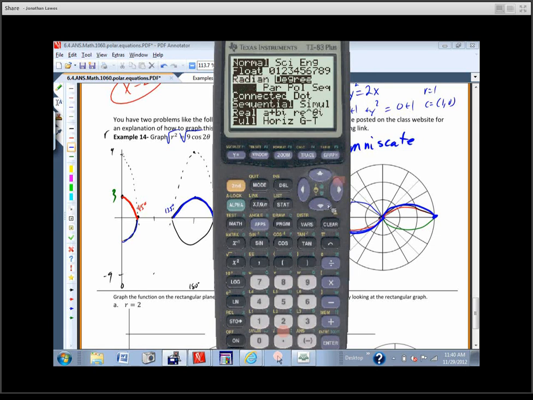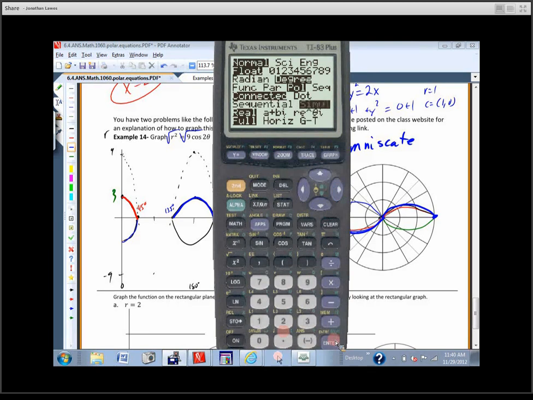Come down right below degrees, and there's function, which it's normally in. This is parametric, which we're going to learn about next time. And this is polar, so you're going to highlight polar and hit enter. And then you don't have to do this, but on this particular example right here, example 14, we want to put this in what we call simultaneous mode. So what that's going to do is any that we put in the y equals menu, it's going to graph them all at exactly the same time. So we're going to see a bunch of graphs at the same time. So we're going to hit enter.